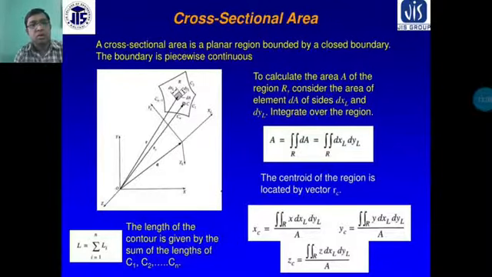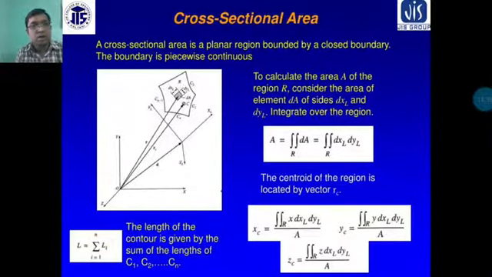The cross-sectional area is a planar region bounded by a closed boundary. The boundary is piecewise continuous. To calculate the area A of the region R, consider the area element dA with sides dxl and dyl. That is, we integrate over the region that is considered here.